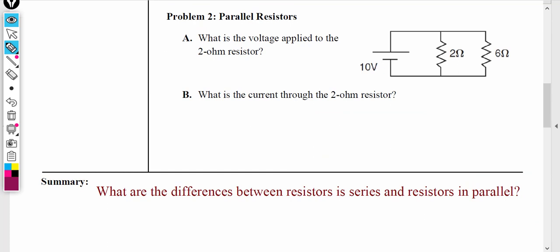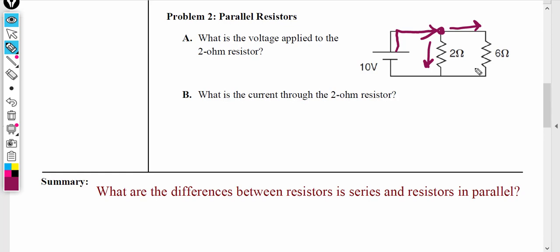Here we have a parallel configuration. Notice that as the current leaves this battery, we come to a junction, right? And the current has to make a decision. So if you find yourself looking at a circuit and you're following along on the wire, and you get to a point where you have to make a decision which way to go, that means you have a parallel configuration. So in this case, you can either go this way with a 2 ohm resistor, or continue down this wire where it's going to experience a 6 ohm resistance.